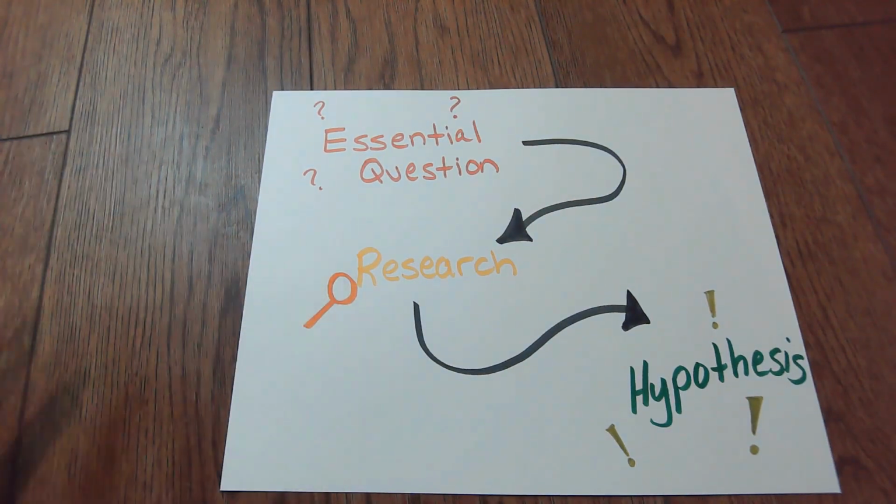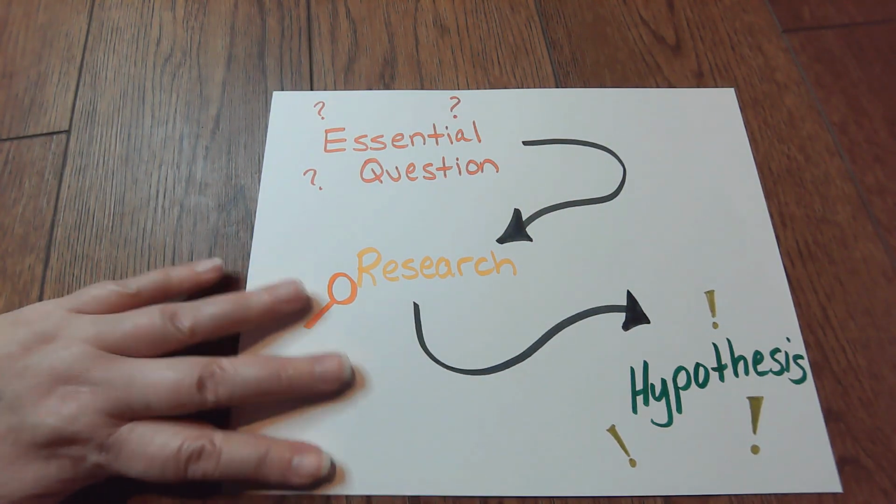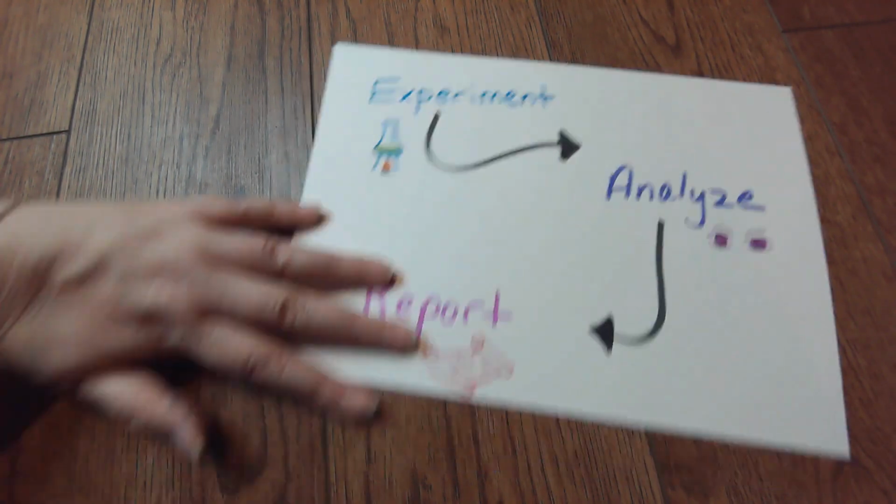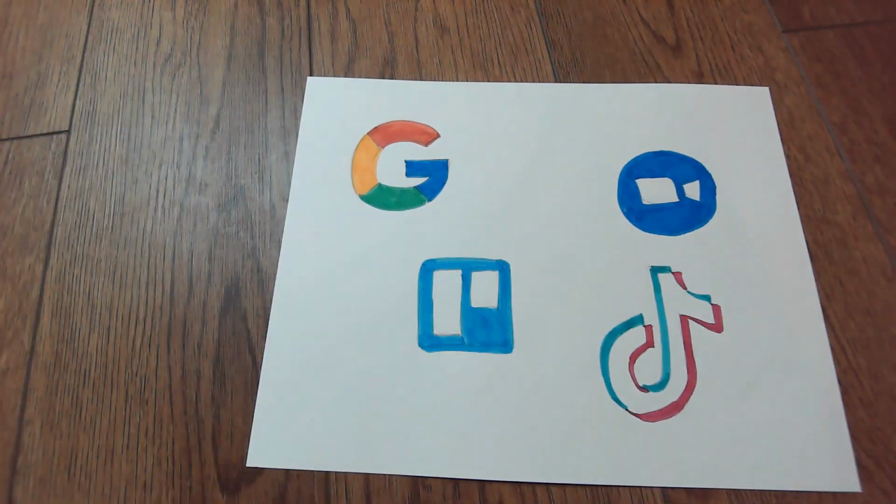They begin with an essential question or observation, engage in research, formulate hypotheses, create tests or experiments, analyze the results, and finally report their findings. Collaborative learning can play a huge role in this process by having students work together to foster understanding.